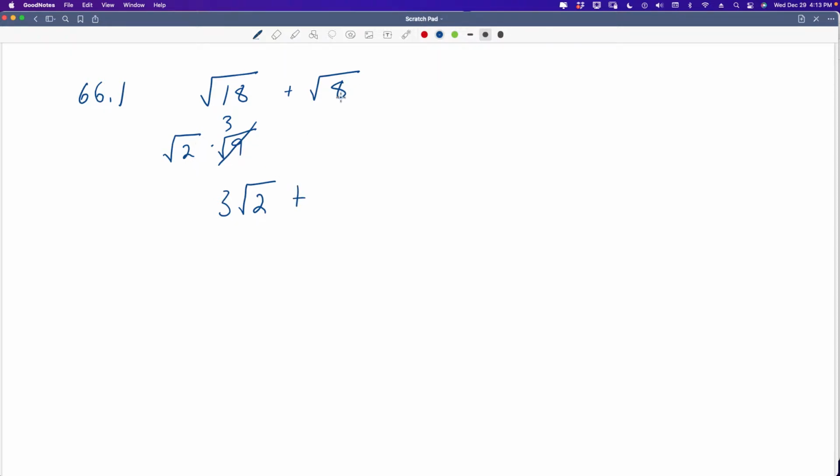Now let's talk about 8. Square root of 8, we know we have 2 times 4 gives us 8. And we know the square root of 4 is a perfect square, so that's 2. So this becomes 2 times the square root of 2. Now that they both have the same square root base, we can add the coefficients together and we get 5 times the square root of 2. And that's how we simplify.